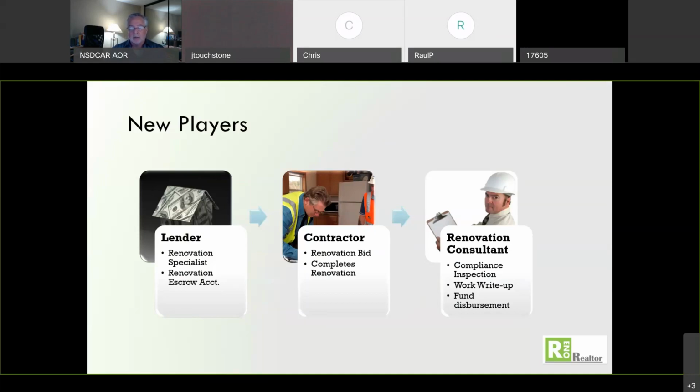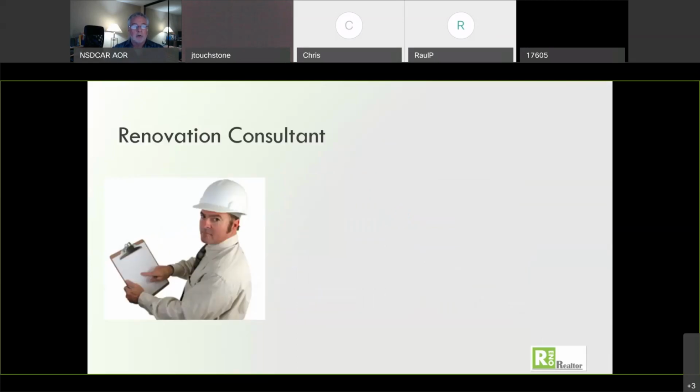Okay, renovation loan consultant. I'll go into more of that through the process. When should you start talking to a renovation loan consultant? Absolutely at the very beginning of the process, before you even open up escrow, because then we can start going through the process and the strategy and make sure we have things aligned as we open up escrow.